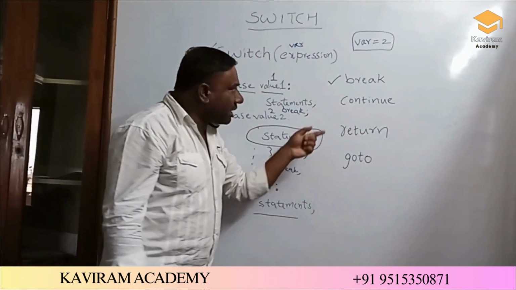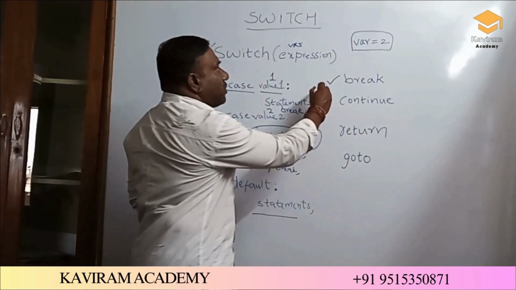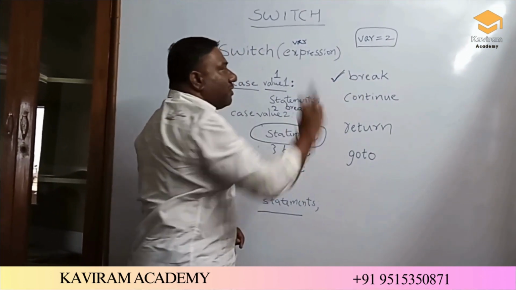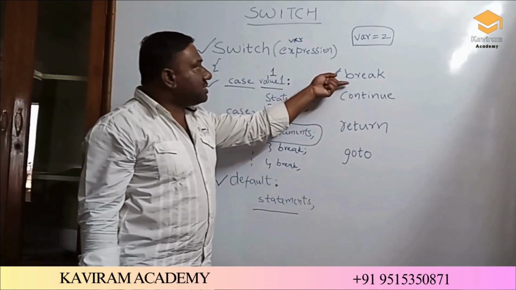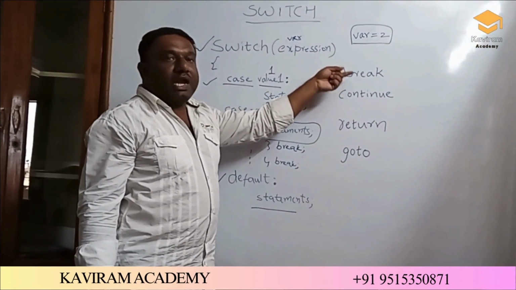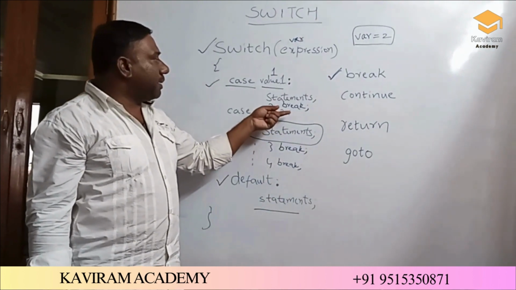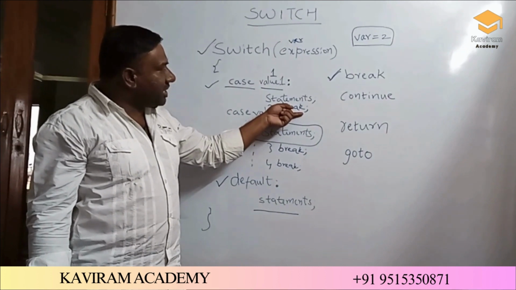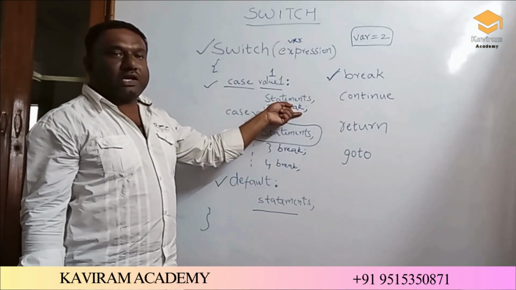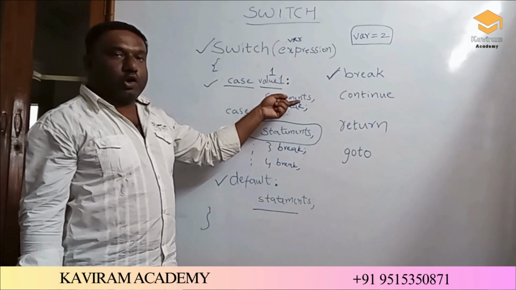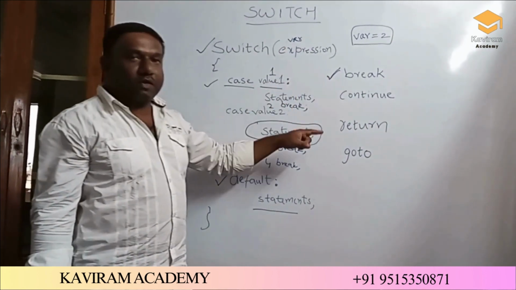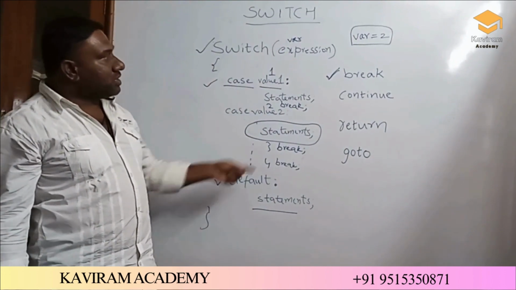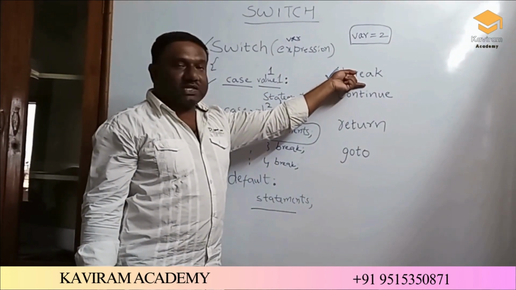Similarly, we have some keywords in our C language. The first one is break. Whenever your C processor sees the keyword break, it will come out of that loop. If you write break in your if case, the C compiler will come out of that if. Similarly, if you write break in your for loop, it will come out of that for loop. Here too, break will come out of your switch case. So this is a predefined keyword in our C language.